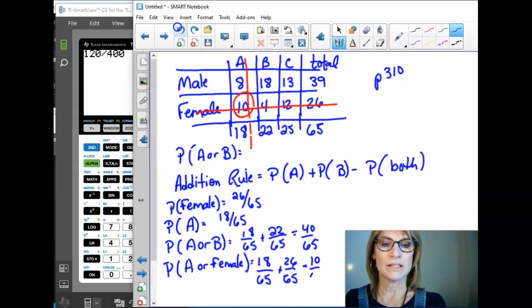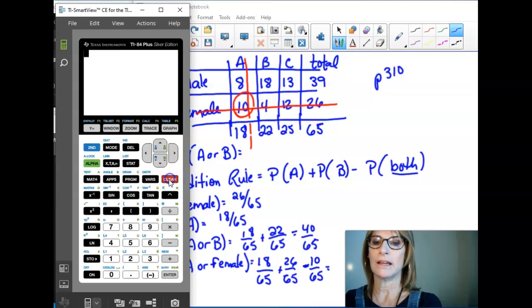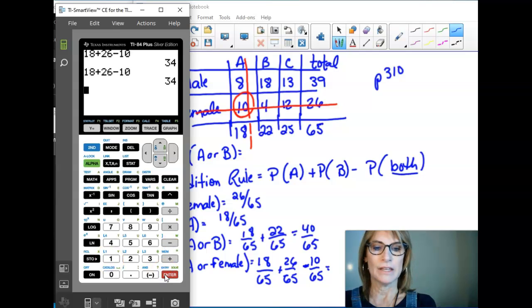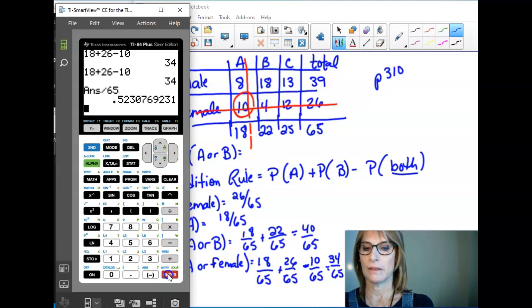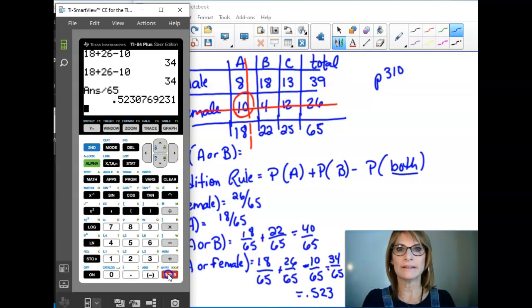So we will go back and subtract those. That's subtracting both. And you would go in, add those together, subtract your overlap. I did 65. 18 plus 26 minus 10 is 34 over 65. And then you will change that to a decimal with 3 places.